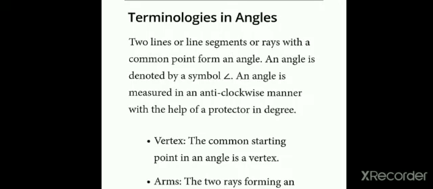Now let us discuss the different terminologies in the angles. Two lines or line segments or rays with a common point form an angle. An angle is denoted by the symbol you are seeing here. An angle is measured in an anti-clockwise manner with the help of the protractor in degrees.